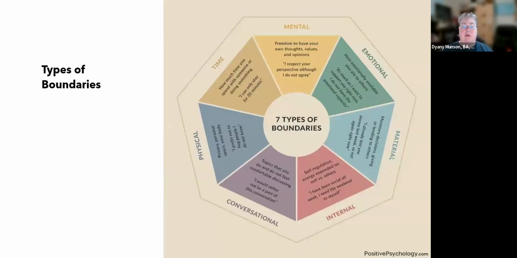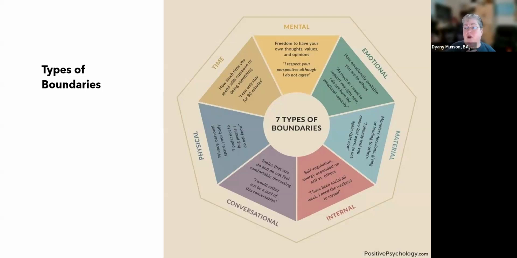Then when it comes to types of boundaries, this is something that we picked up from positivepsychology.com. Some of these are very, very obvious, like physical boundaries. Don't touch me. That's okay. We're going to keep that physical boundary there, which can also include space around us as well. Conversational boundaries, what we're going to talk about. Internal boundaries, which is something I'll talk about later, are boundaries we set for ourselves. Material boundaries, where I'm not going to lend you money.